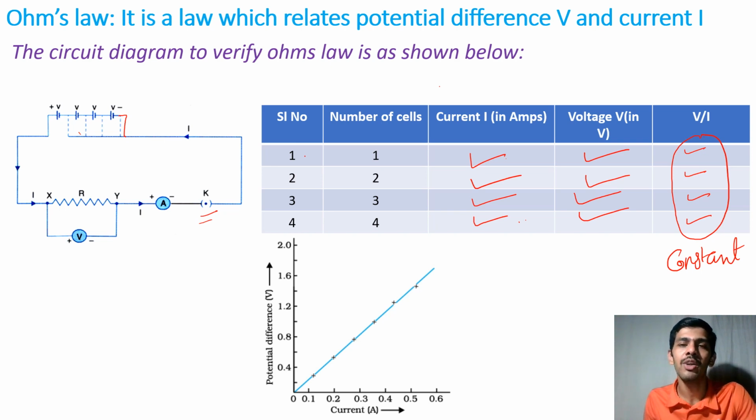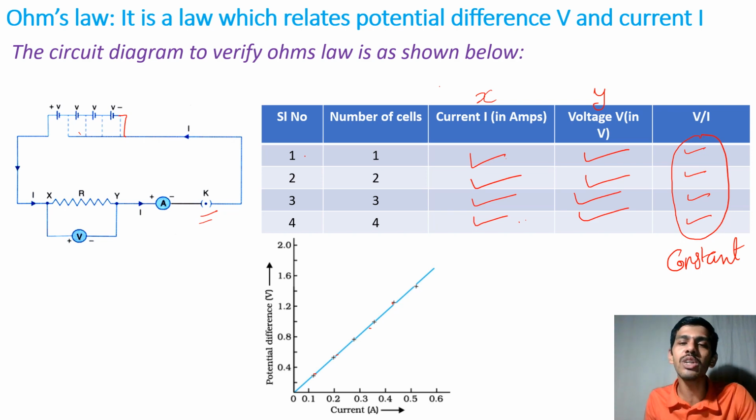How to plot the graph? You already know how to plot the points in a graph. V, voltage, is taken along the y-axis, and current is taken along the x-axis. Plot all these values along the x-axis and plot all these along the y-axis. You will get four different points like this. Always remember that all the four points will be in a straight line, such that the straight line passes through the origin, as shown in the diagram.